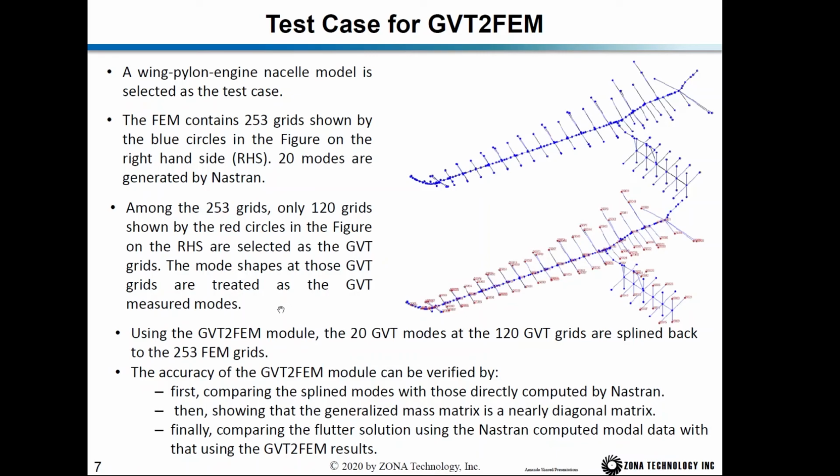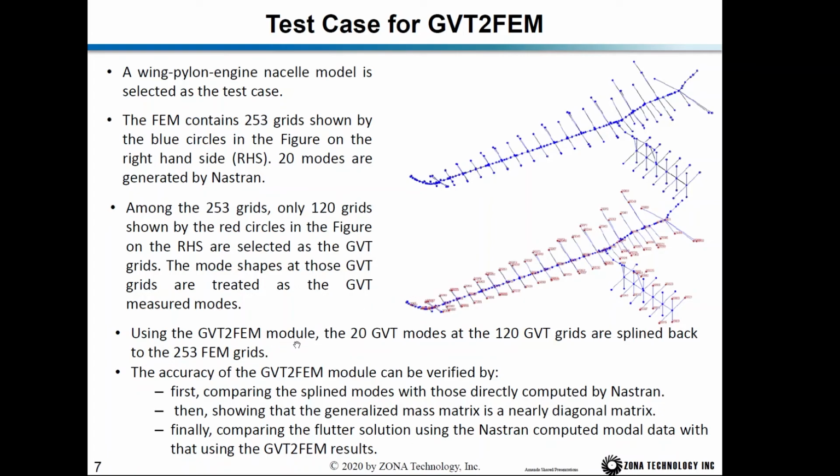So this test case is a wing pylon engine nacelle case. And the FEM model contains about 253 grids, shown by the blue circles, and it has 20 modes. Among those 253 grids, we select only 120 grids, shown by the red circles, and treat them as GVT grids. The mode shapes at those GVT grids are treated as the GVT measured modes.